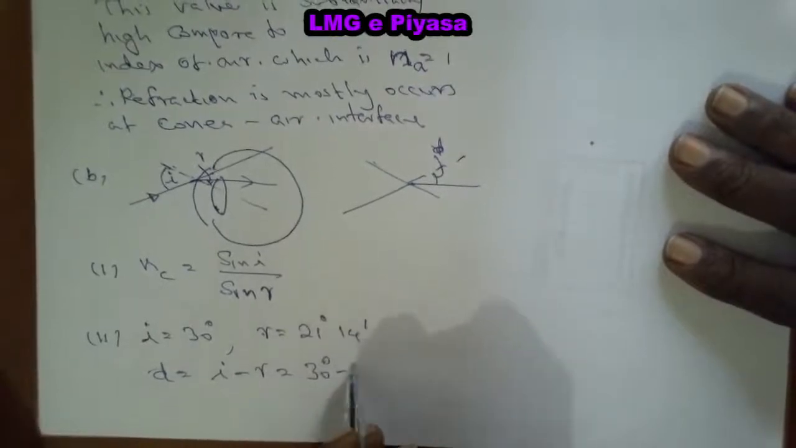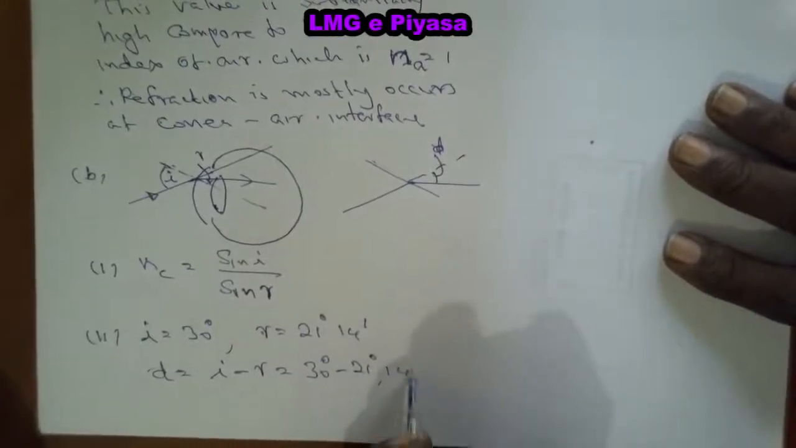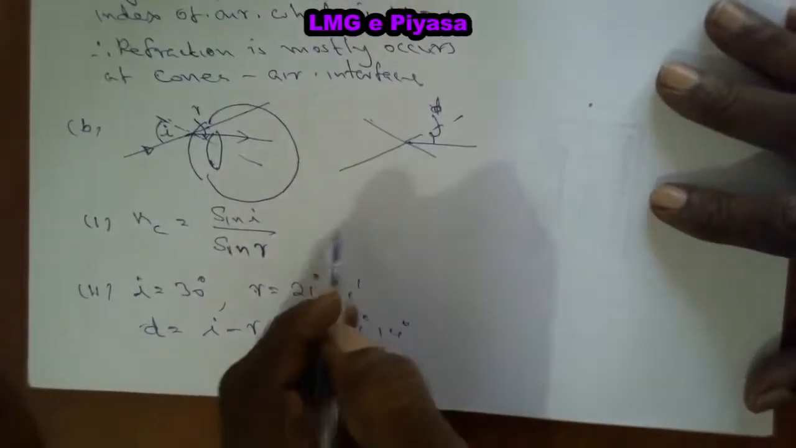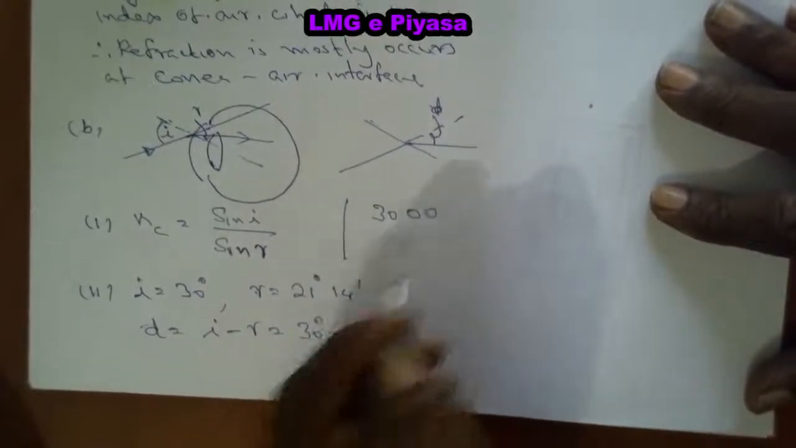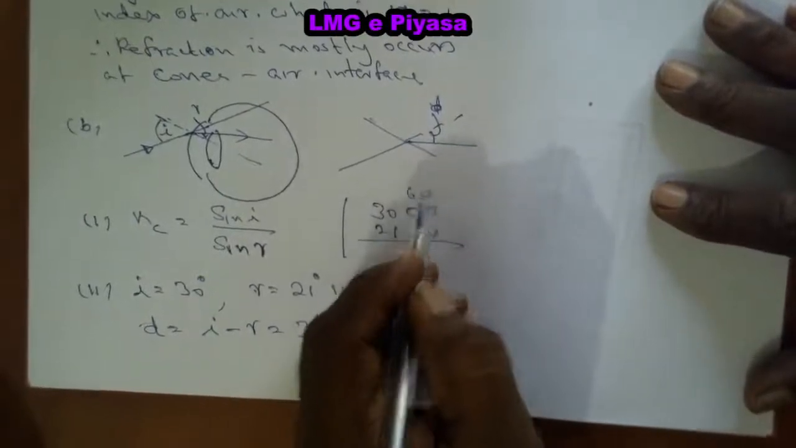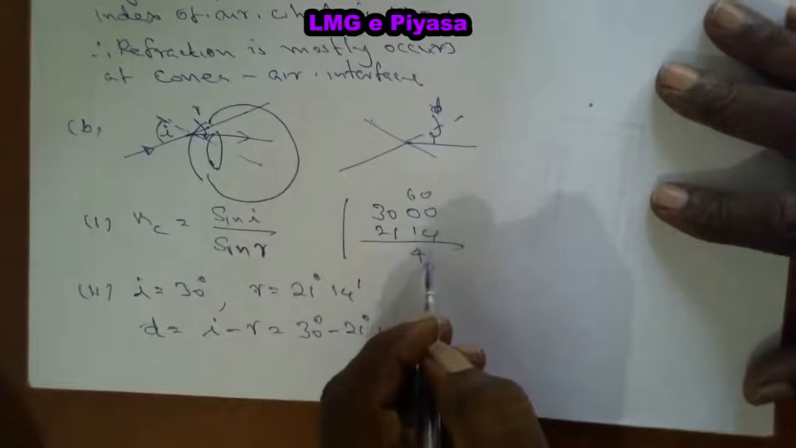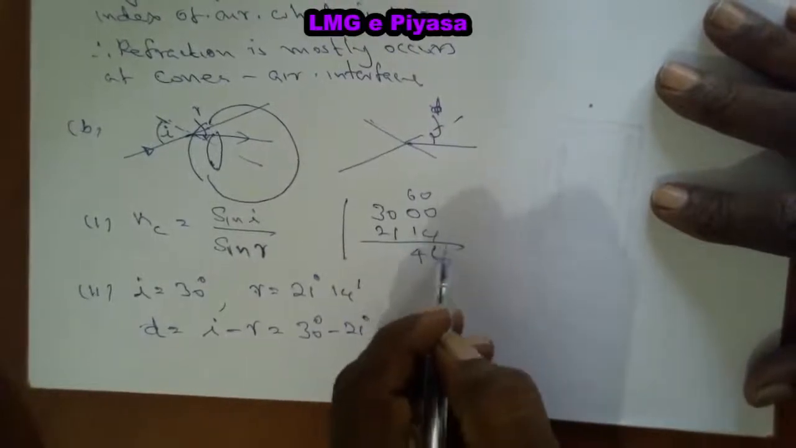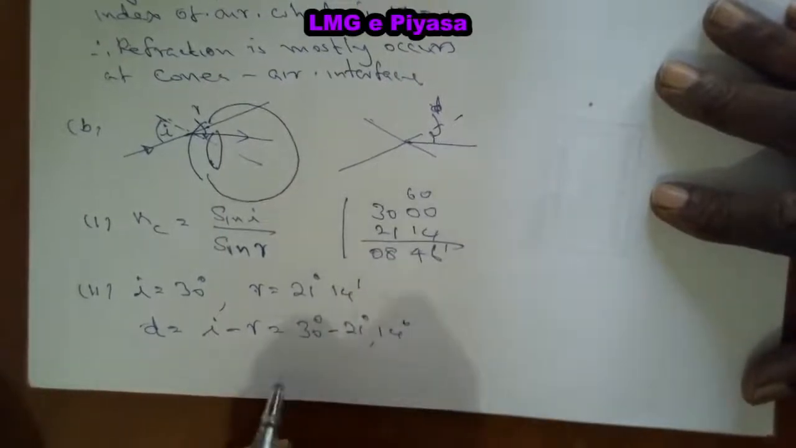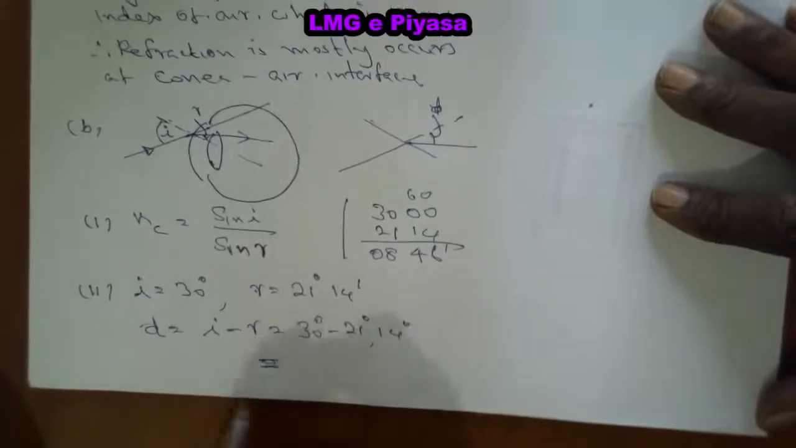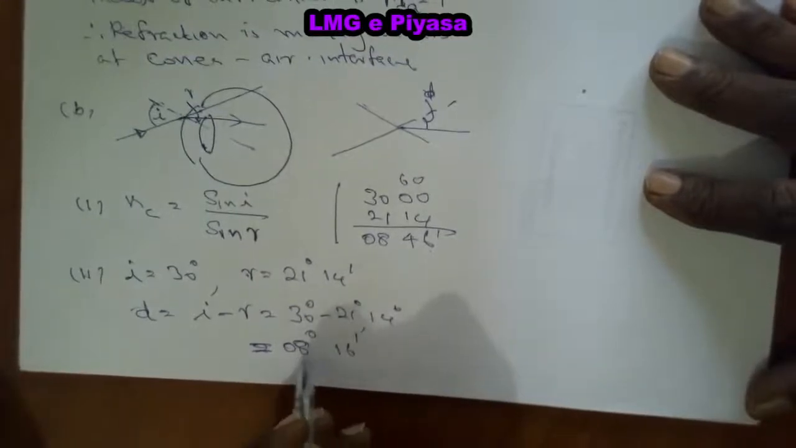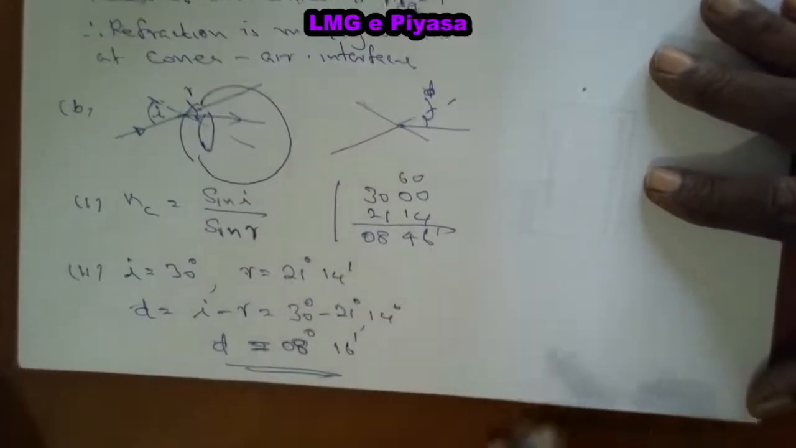That is 30 degrees minus 21 degrees 14 minutes, right? So this equals 30 degrees, 21 degrees, 14 minutes. 60 minus 14 is 46, and 29 minus 21 is 8. So this equals 8 degrees and 16 minutes. Deviation equals 8 degrees and 16 minutes.